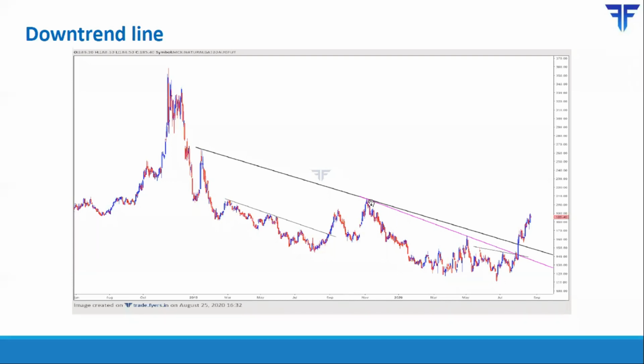Then there was a recovery, and then price started declining again. Once price started declining from here, I could draw the main trend line connecting this high with this high and project it forward. Similarly, there is an intermediate high that was formed over here, and once that was in place, I could draw an intermediate trend line connecting this high and this high and project it forward.